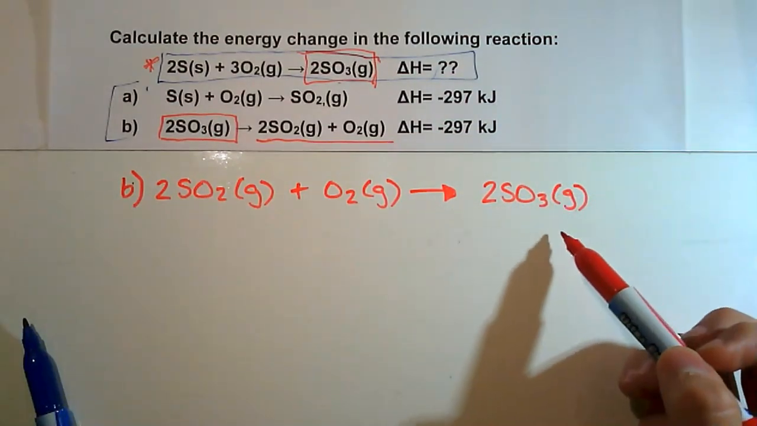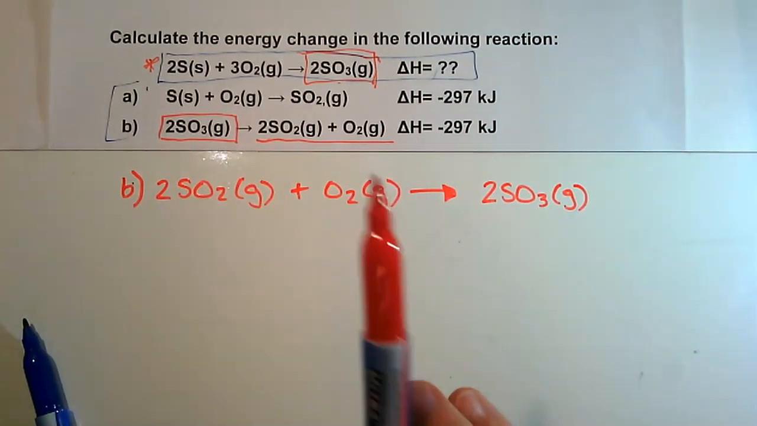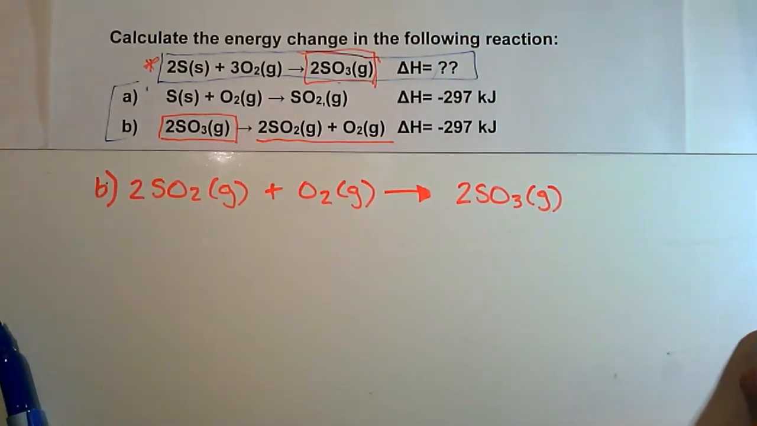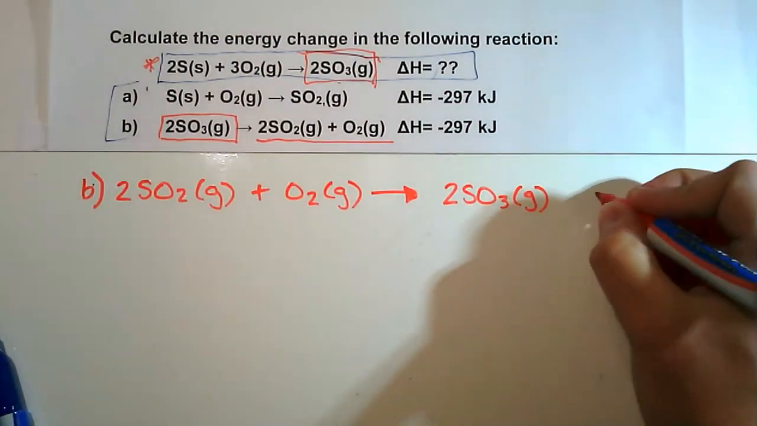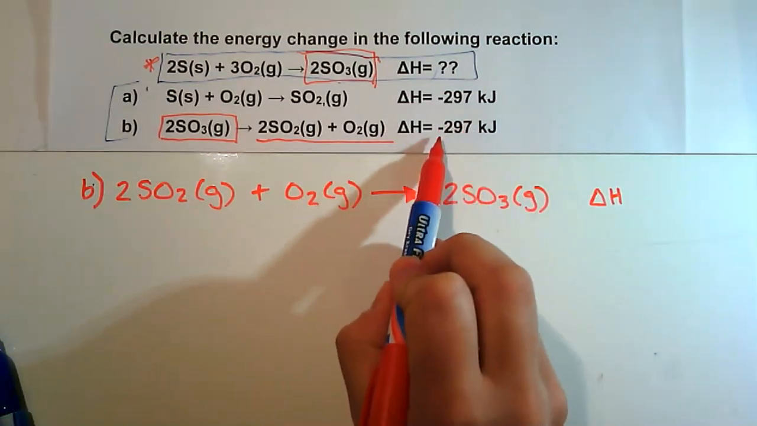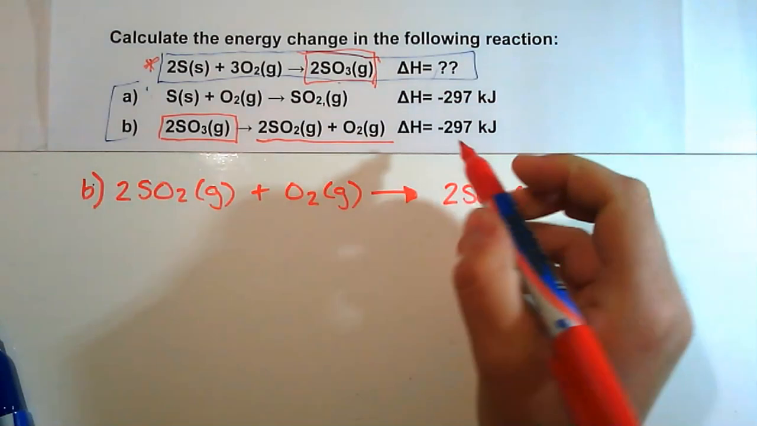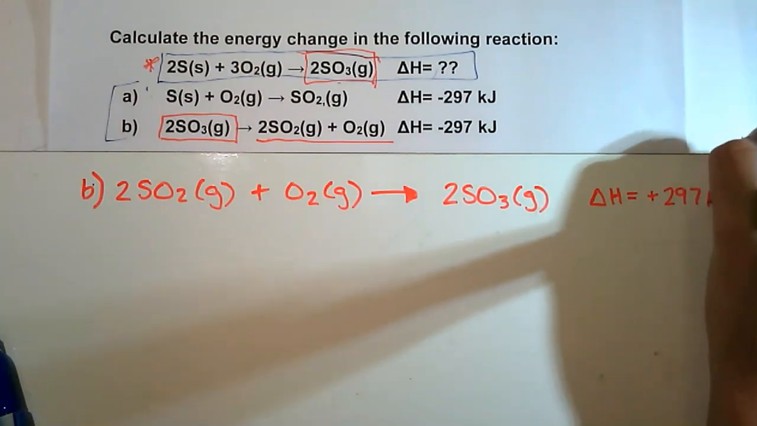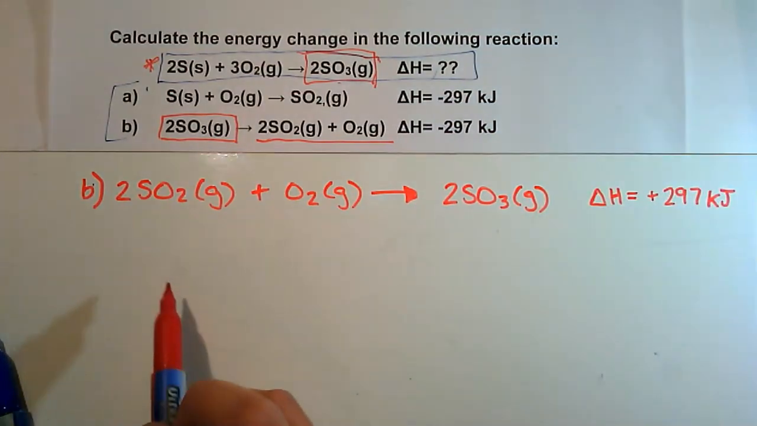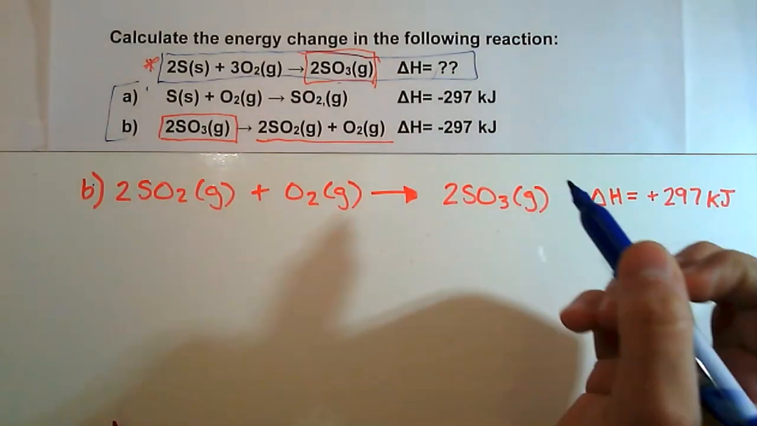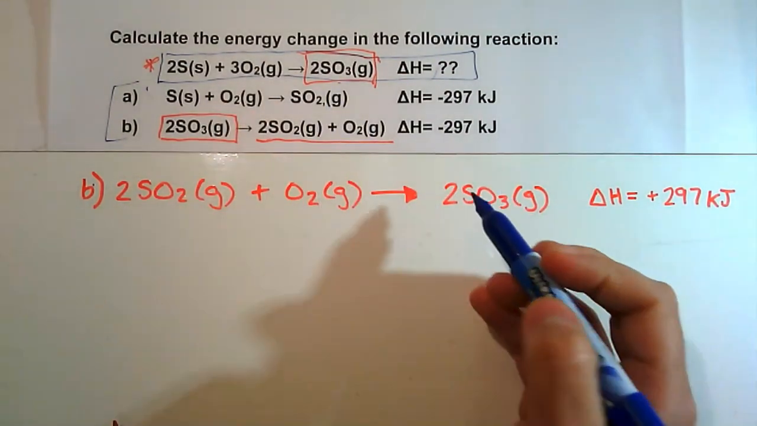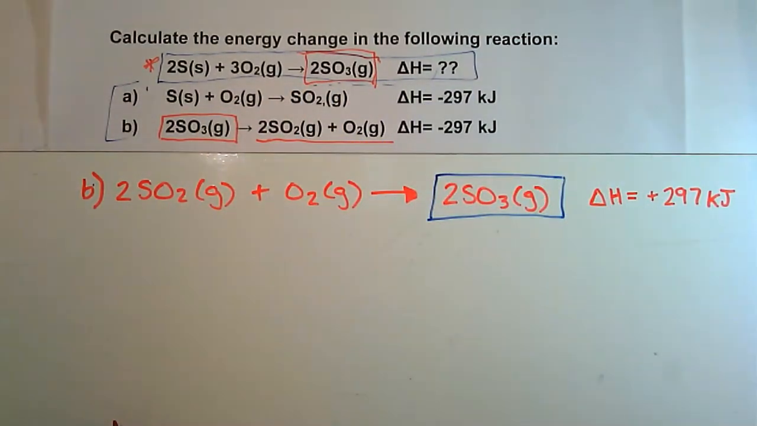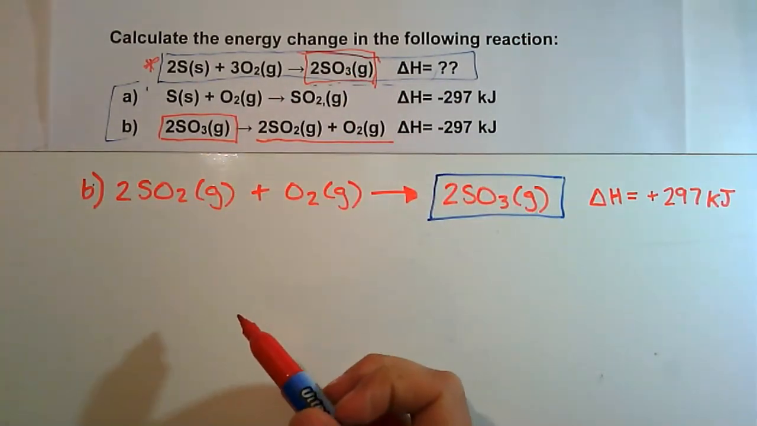And because I flipped my reaction around, I also need to flip my delta H value. And when I say flip, I mean change the sign of my delta H value. So I'm going to move this over just a little bit to give us some room. My new delta H value, I'm going to change the sign here. So instead of it being negative 297, it's now going to be positive 297 kilojoules. Okay, so there's my first equation. And what I like to do is box in the things that I need to keep. So I want to keep my two SO3s, so I'm going to box that in right there so I know that I need to keep that for my target reaction.